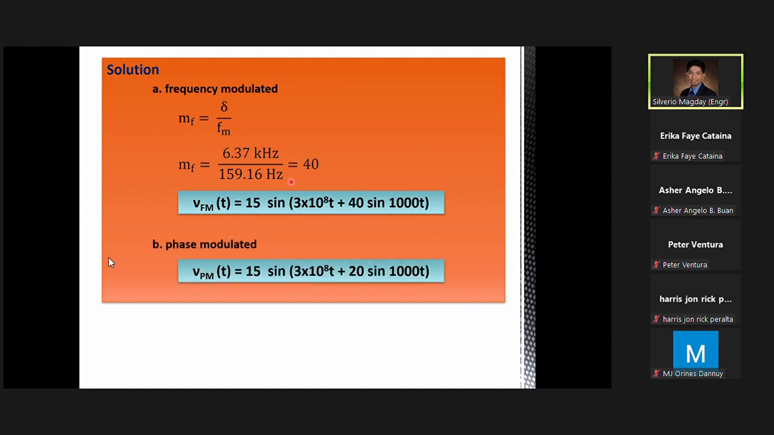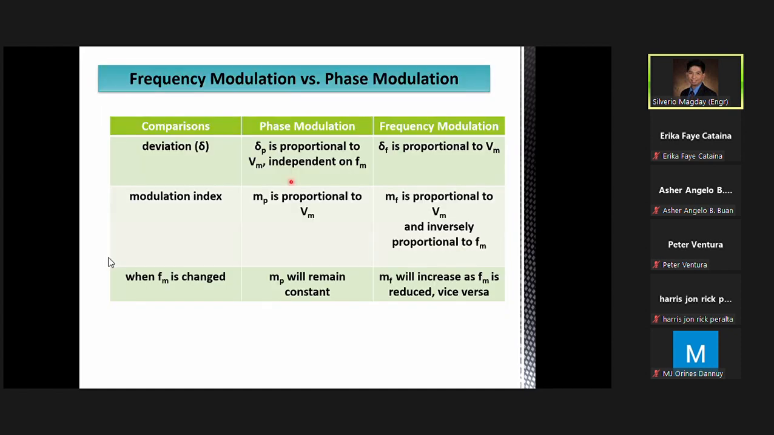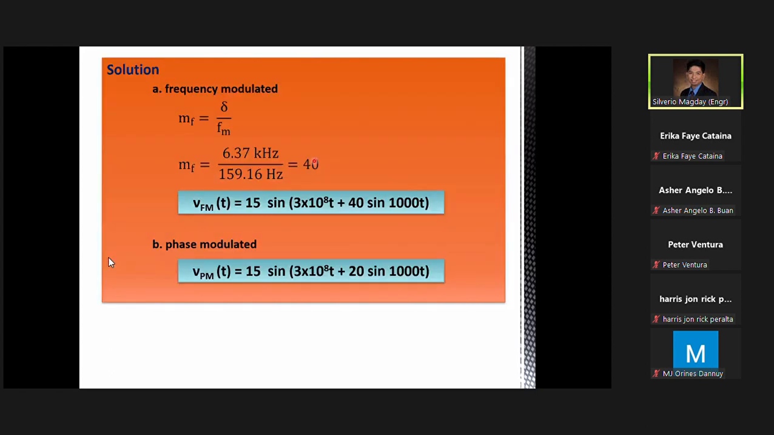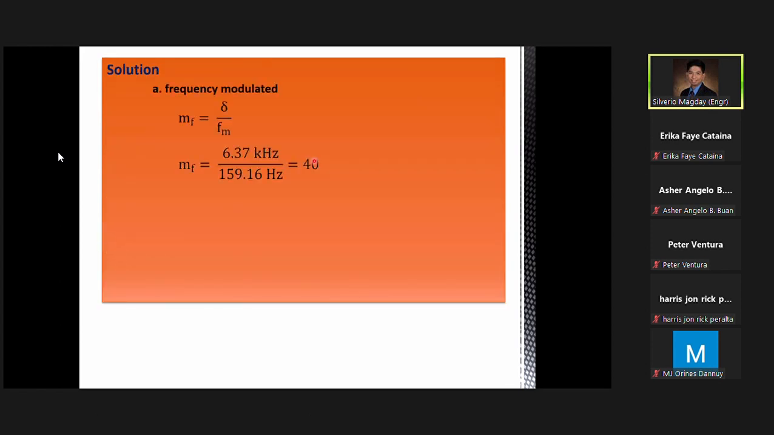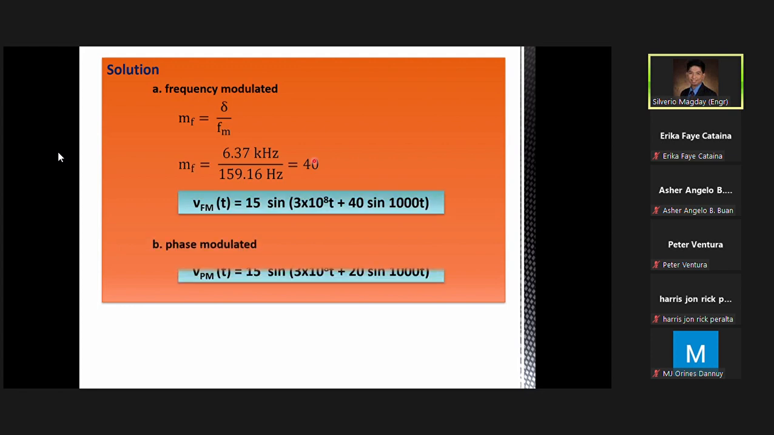Para pag phase naman, it's the same. Since from the property nga, it will remain constant when FM is changed. Since independent naman din siya sa FM ito, for phase modulation, so same din lang yung sa phase modulated general equation. Modulating frequency is half, so it's independent sa pag-compute natin nung sa deviation, so it will remain unchanged, your MP.